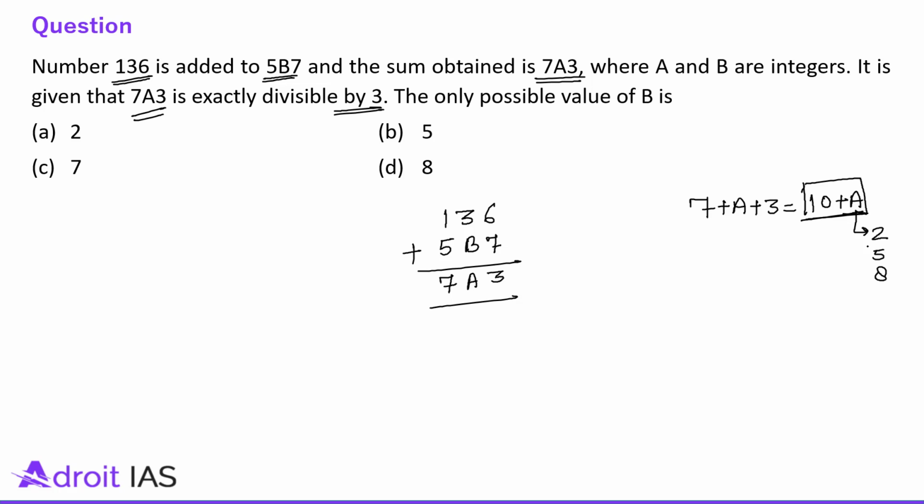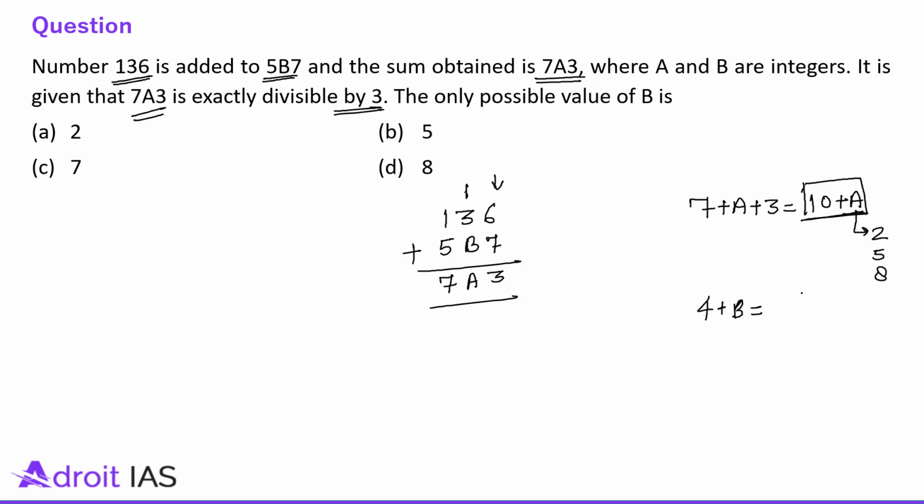10 plus 2 is 12, 10 plus 5 is 15, 10 plus 8 is 18. Why? Because if a number is divisible by 3, then the sum of digits has to be a multiple of 3. So a can be either 2 or 5 or 8. Now let's talk about the question. 6 plus 7 is 13. 3 is written over here and 1 goes to carry. So 1 plus 3 is 4. 4 plus b is equal to a.